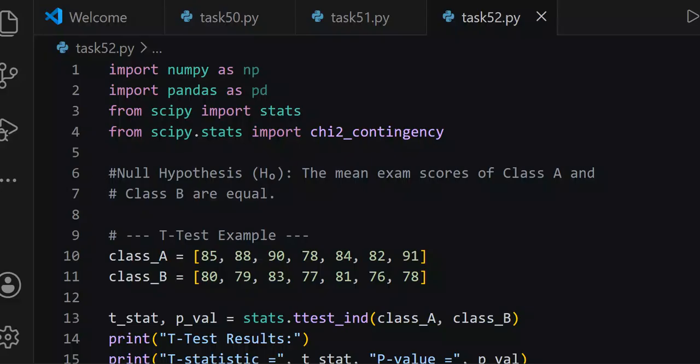So the first one is the t-test. So what is the t-test? A t-test is used to compare the means, that means the average of the two groups, and determine whether the difference between them is statistically significant.